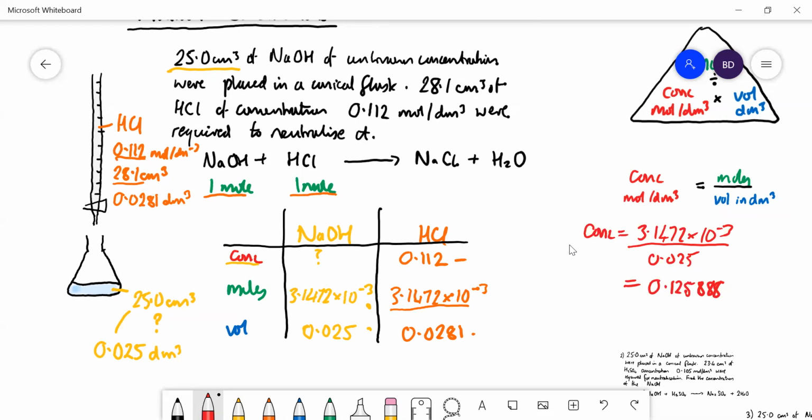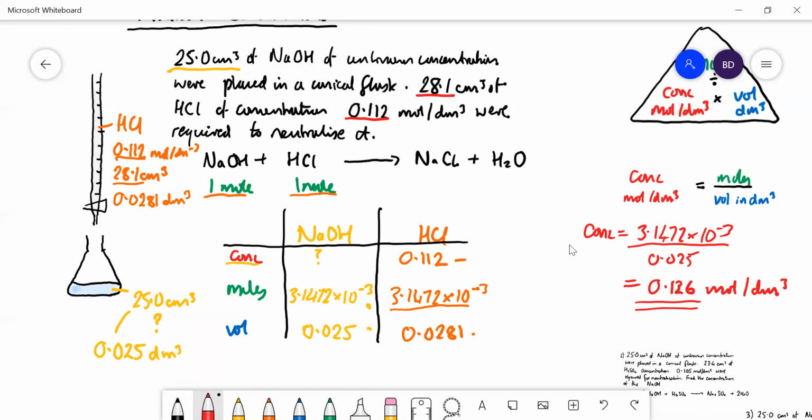Because everything's given to three significant figures here, this should be given to three significant figures, so that should be a 6 at the end, rounded up to a 6. Mole per decimeter cubed. And that is our answer. That's the concentration of the NaOH to three significant figures.